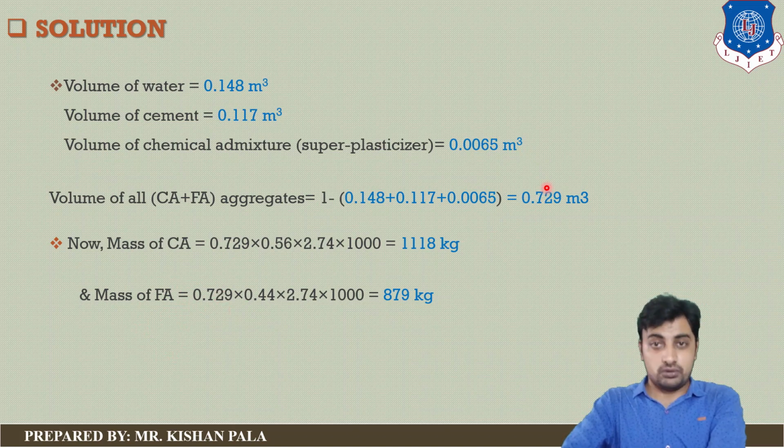of aggregate, multiplied by 0.44, it means 44% of the total volume, multiplied by 2.74, which is the specific gravity of fine aggregate, multiplied by 1000. It means we have 879 kilogram of mass for fine aggregate.